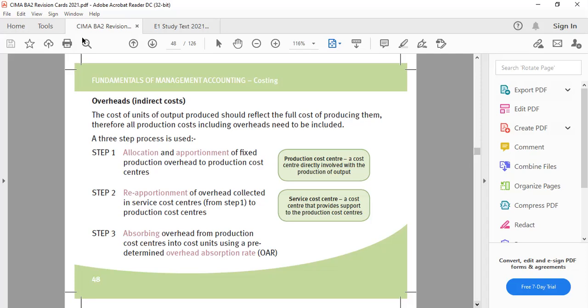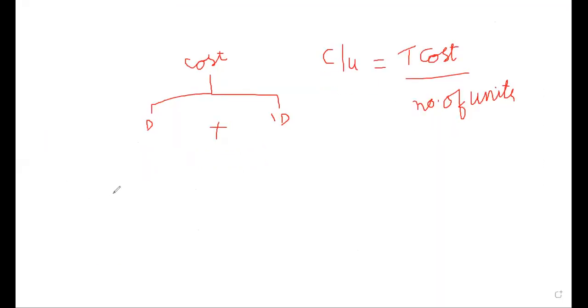One classification of divisions or departments is based on the activity which is carried on. So we see there are two types of departments. One is production departments, another one is service departments. What are production departments? Production departments are those departments where the production work is carried out.